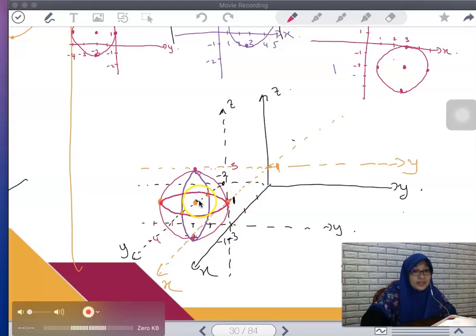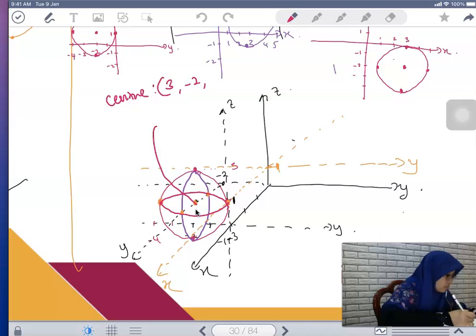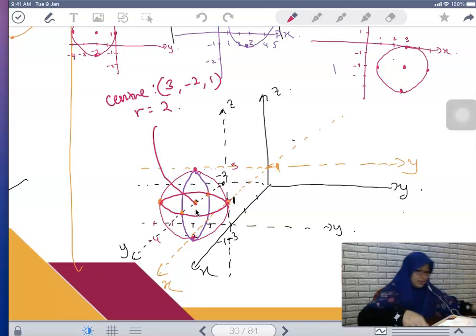Okay, now this is your new sphere where the center is. So now this particular sphere is a sphere with the center at 3, minus 2, 1, and the radius is 2. So that is your sphere. Okay.